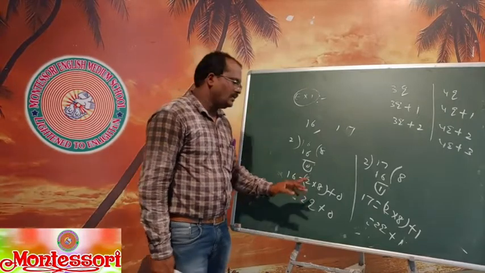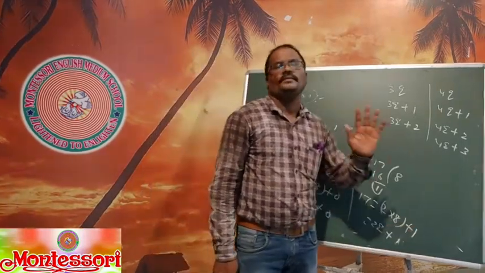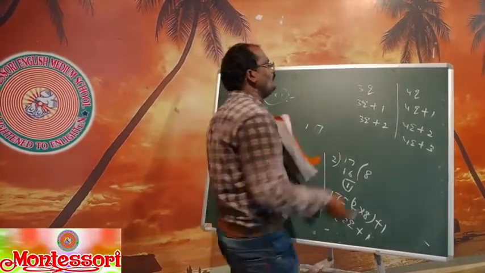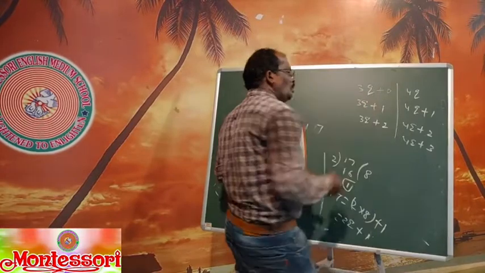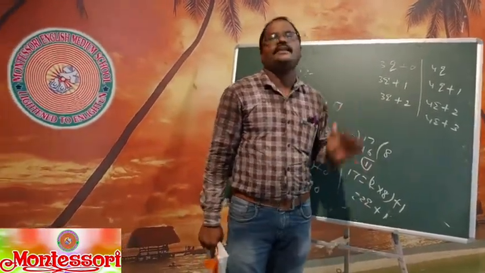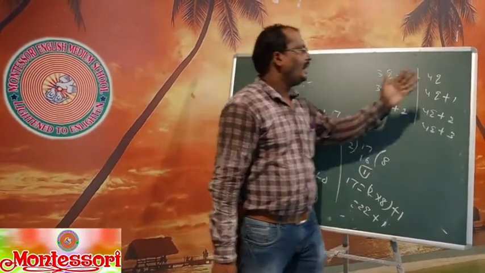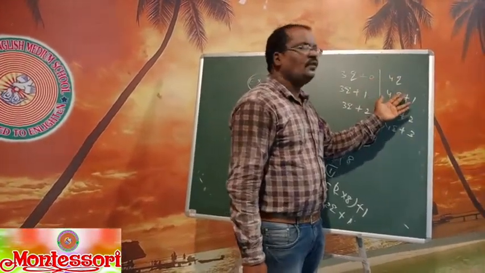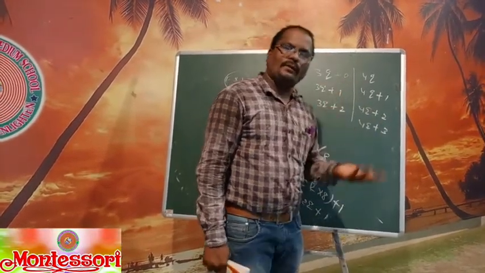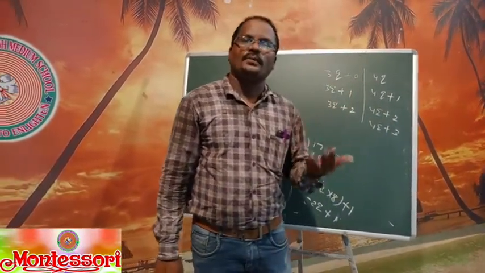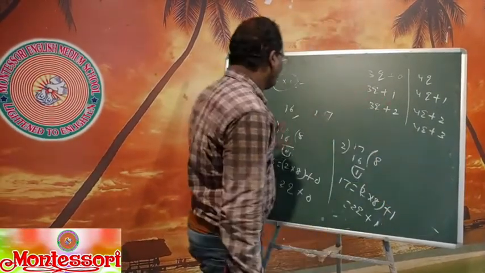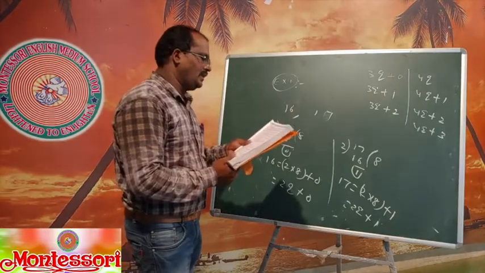That means, as a result, if any number is divisible by 2, you will get 2 forms. Which forms? 2q and 2q plus 1. If the number is divisible by 3, 3q plus 0, 3q plus 1 and 3q plus 2. The remainder should be less than the divisor. Again for 4, 4q, 4q plus 1, 4q plus 2, 4q plus 3. For example 5, 5q, 5q plus 1 like that, up to 5q plus 4. This is one of the example questions I have given here.